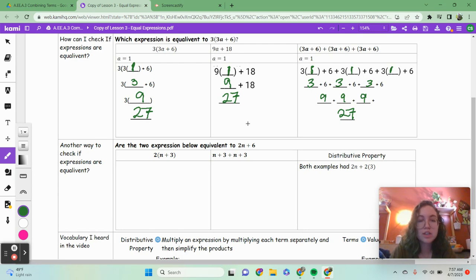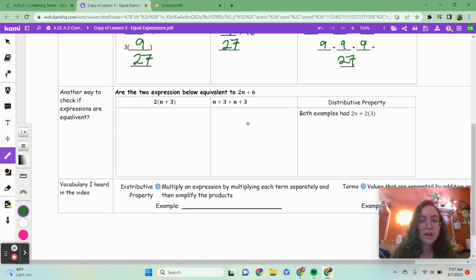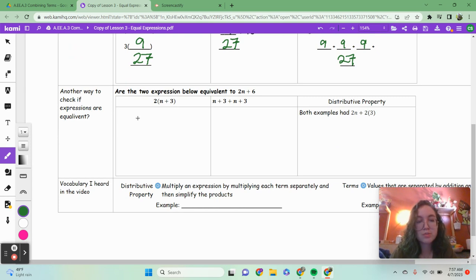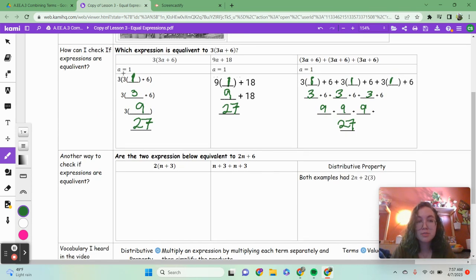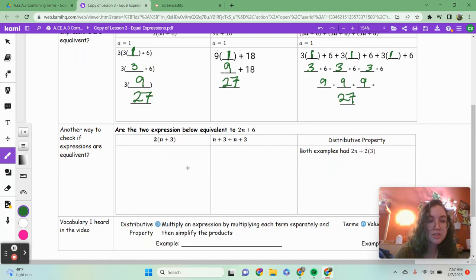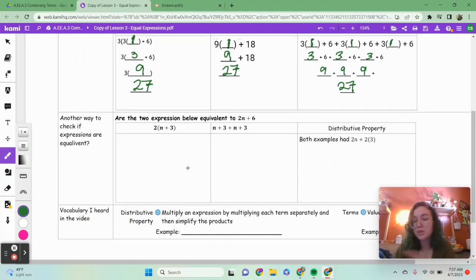So let's talk about another way to show that two expressions are equivalent, and that's by simplifying them down to the same thing. So not necessarily substituting in a value, but simplifying the expression fully. So this way, you can tell that the expressions are equivalent for all values of any variable.